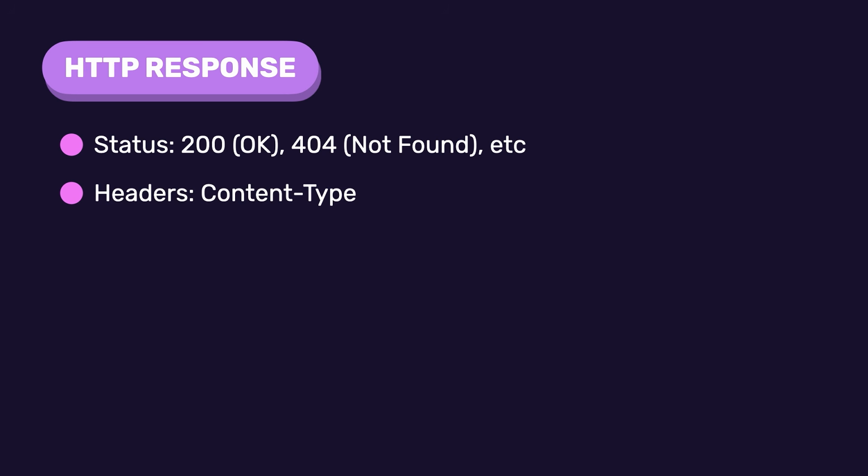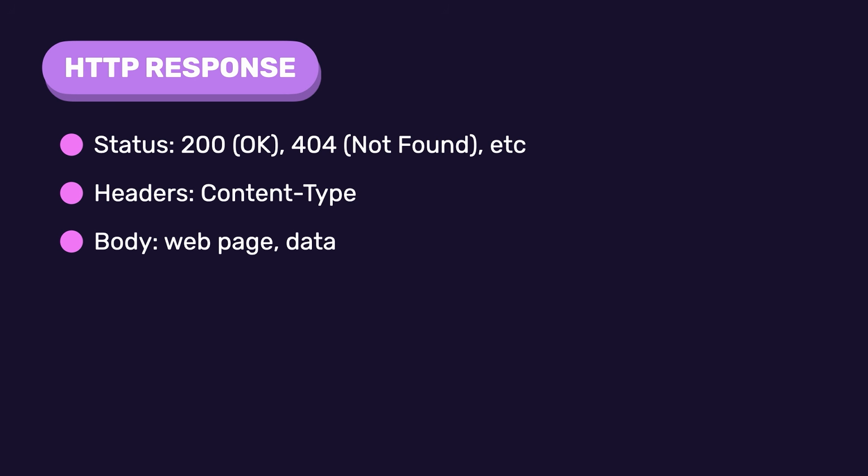An HTTP response also has headers that include metadata about the response, like the type of content being sent. An HTTP response also has a body, and this is the main content returned by the server. It could be a complete web page or just some raw data, depending on how the application is designed.